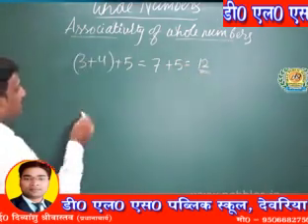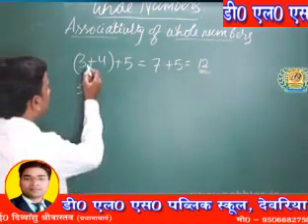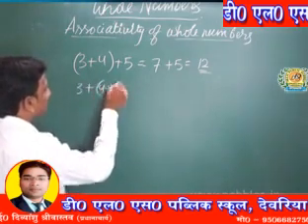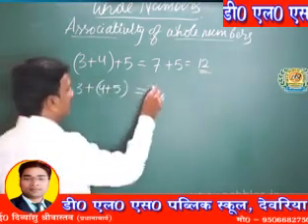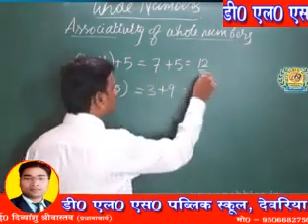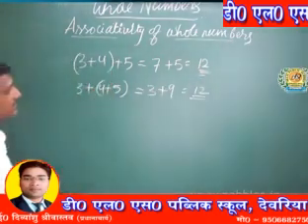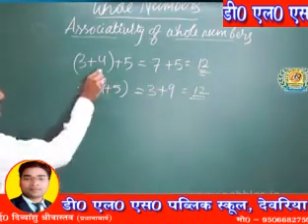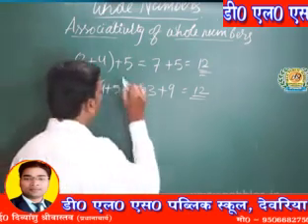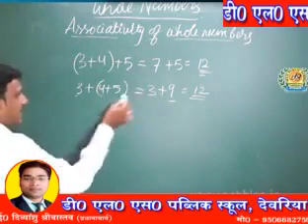Now the same thing by changing the arrangement. 3 plus 4 plus 5, we have written like this. So now 4 plus 5, 9, plus 3 is equal to 12. So here in this addition, the arrangement is different. In the first example, we added 3 and 4 first, then we added 5. In the second case, we added 4 and 5 first and added it to 3.